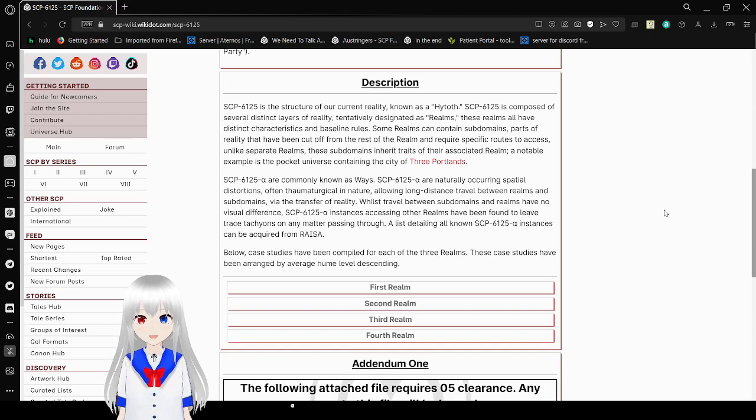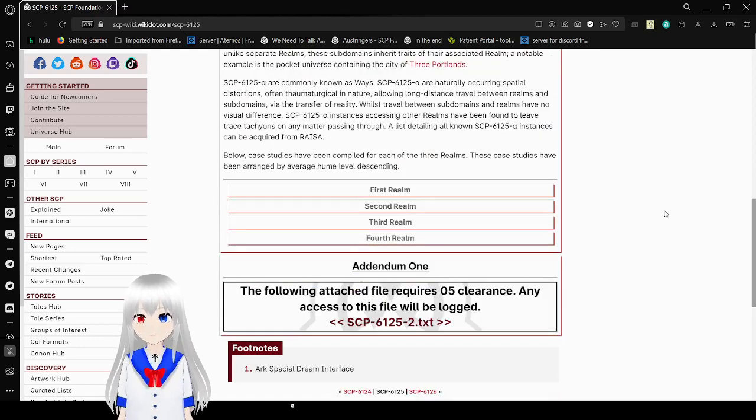SCP-6125-A are commonly known as ways. SCP-6125-A are naturally occurring spatial distortions, often dramaturgical in nature, allowing long distance travel between realms and subdomains via the transfer of reality. Whilst travel between subdomains and realms have no visual difference, SCP-6125-A instances accessing other realms have been found to leave trace tachyons on any matter passing through. A list detailing all known SCP-6125-A instances can be acquired from RISA. Below, case studies have been compiled for each of the three realms. These case studies have been arranged by average human level descending.